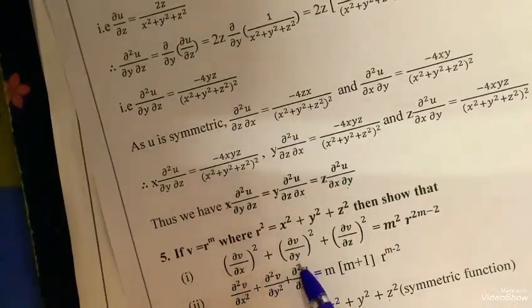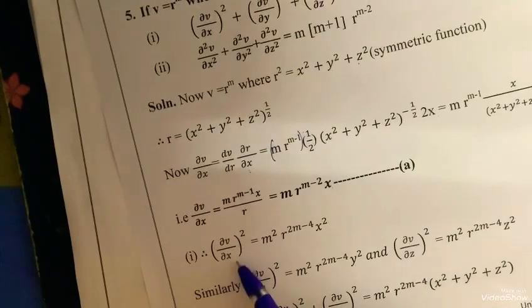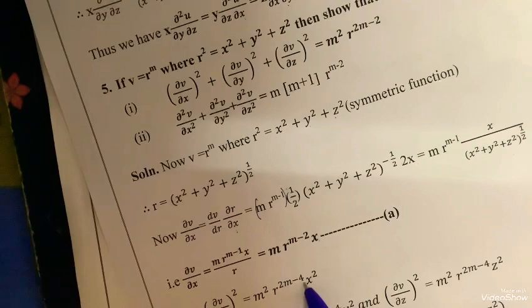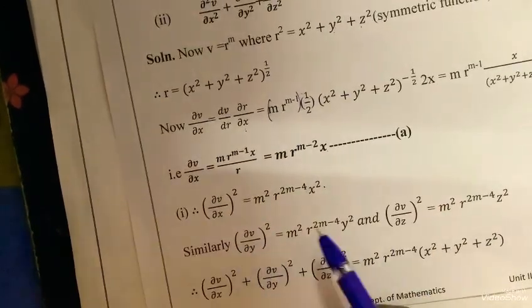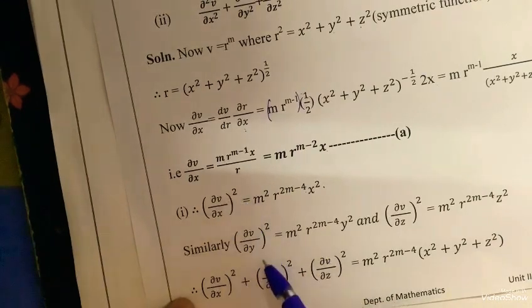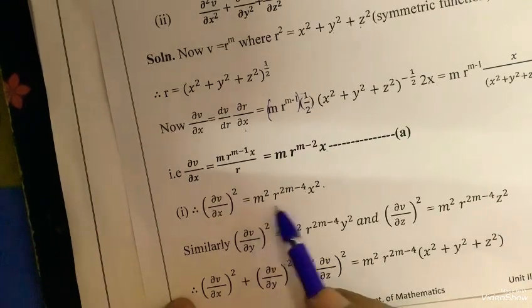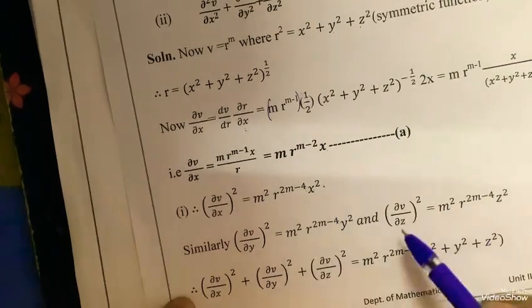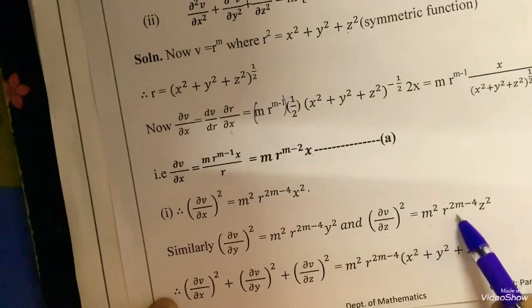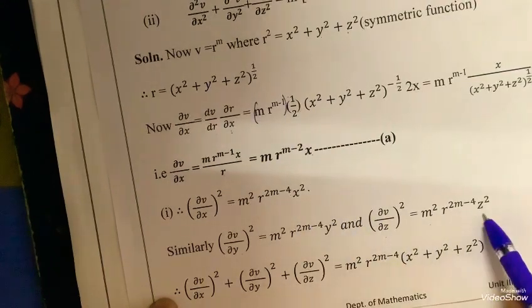Then the first one asks for (dou v by dou x) whole square plus (dou v by dou y) whole square plus (dou v by dou z) whole square. Therefore, (dou v by dou x) whole square is m square into the square of this, r raised to 2m minus 4 x square. Similarly, as the function is symmetric, (dou v by dou y) whole square is m square r raised to 2m minus 4 y square, and (dou v by dou z) whole square is m square r raised to 2m minus 4 into z square.